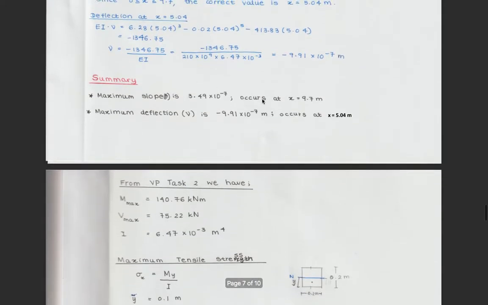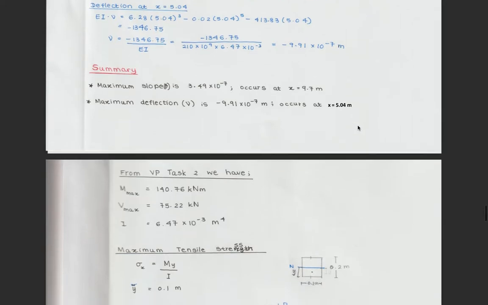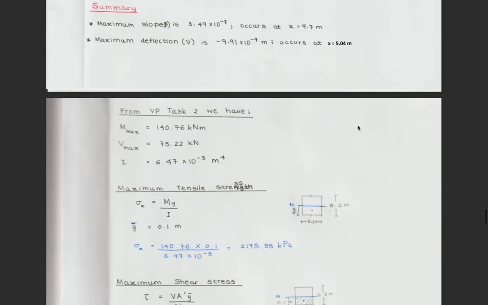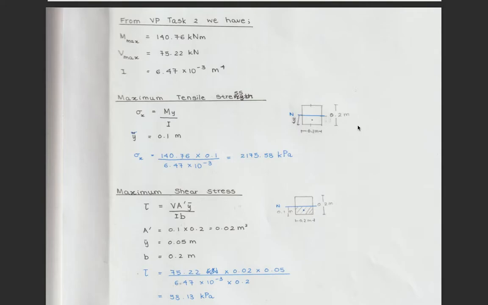This is just a little summary of what we've calculated so far. We've got the maximum slope, 3.49 times 10 to the negative 7, which occurs at x equals 9.7 meters, and then maximum deflection, which is a negative 9.91 times 10 to the negative 7 meters, which occurs at x equals 5.04. So next we are calculating the maximum tensile stress.